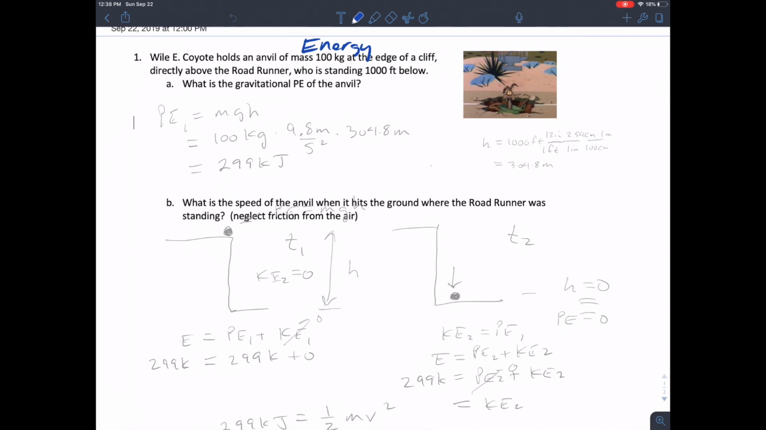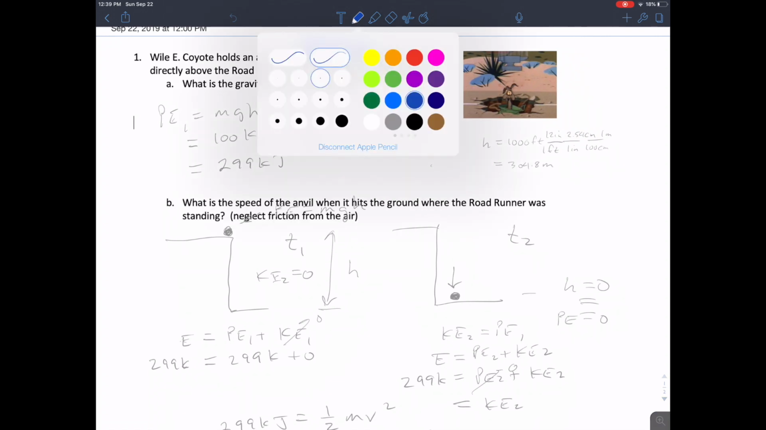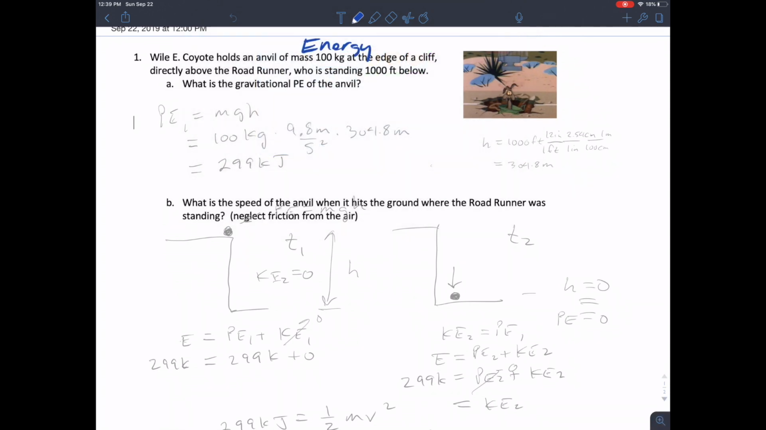Okay, if you recall, we covered this problem in class where we were looking at the universal energy equation, and we were talking about conservation of energy. So this is the Wiley Coyote problem. We've worked it in class, but I'd like you to be able to step your way through this and understand every part of it in case you see something like this again on a test.